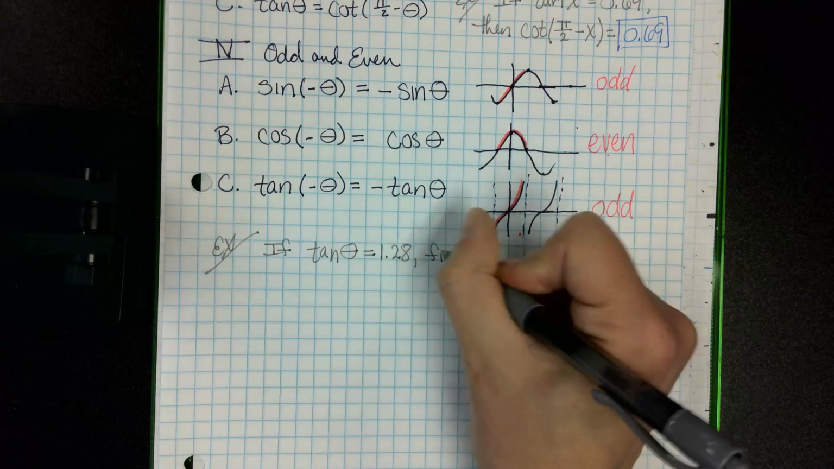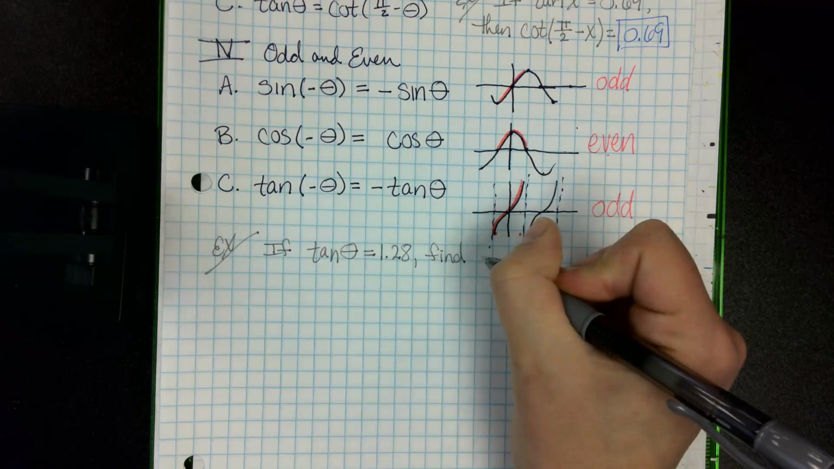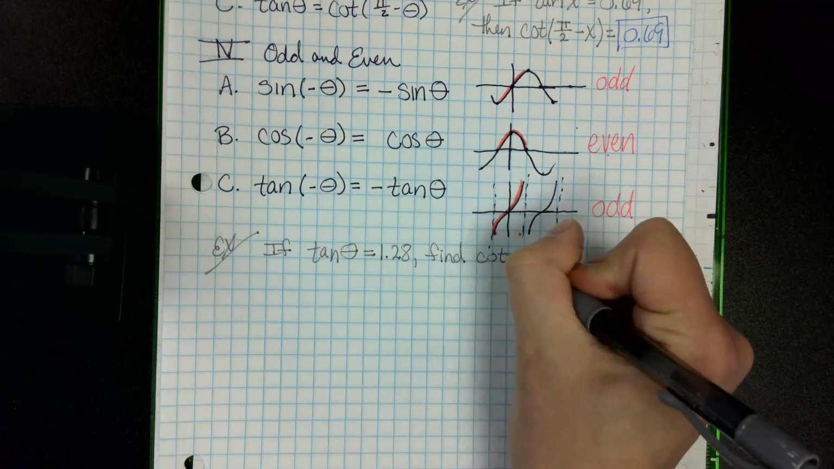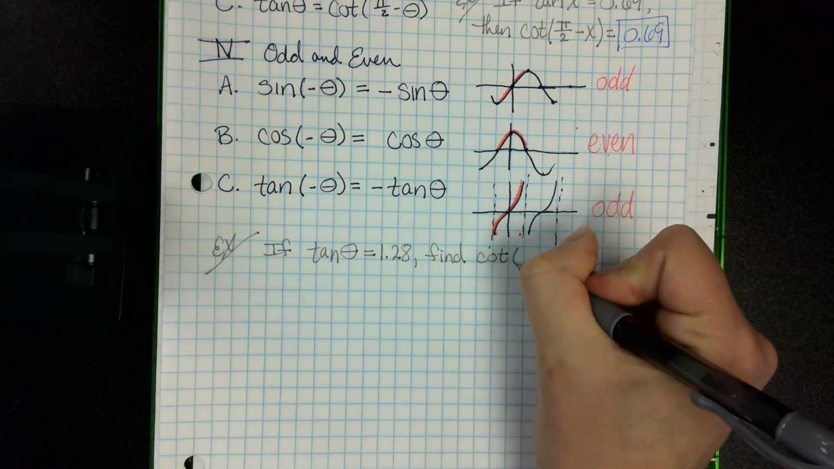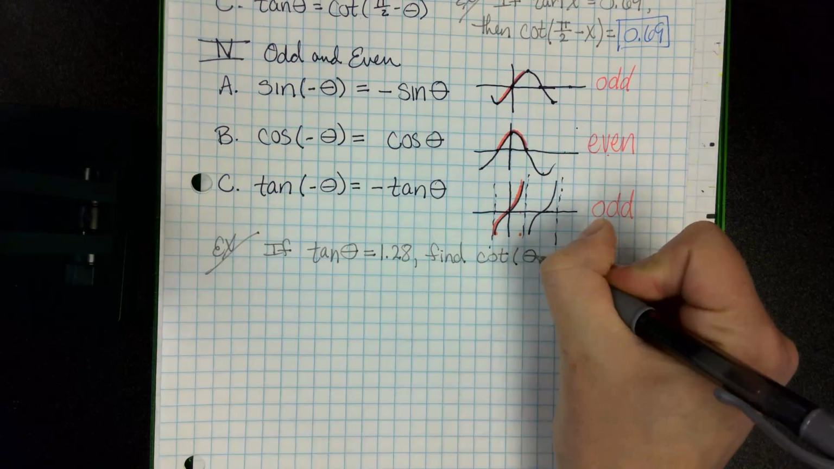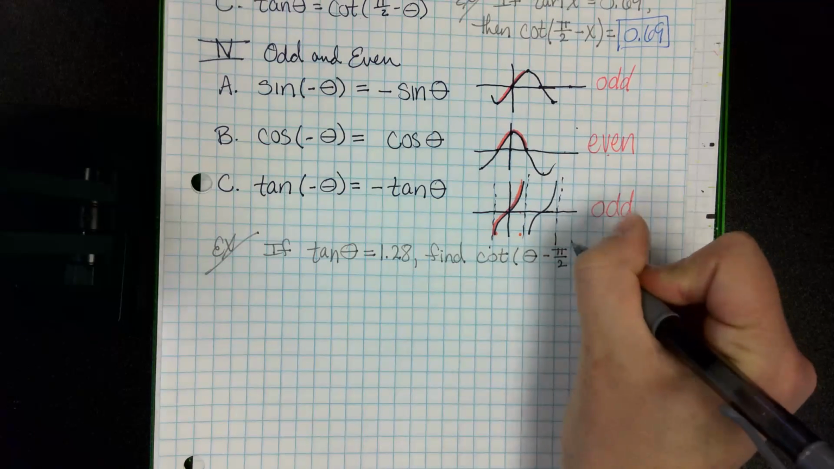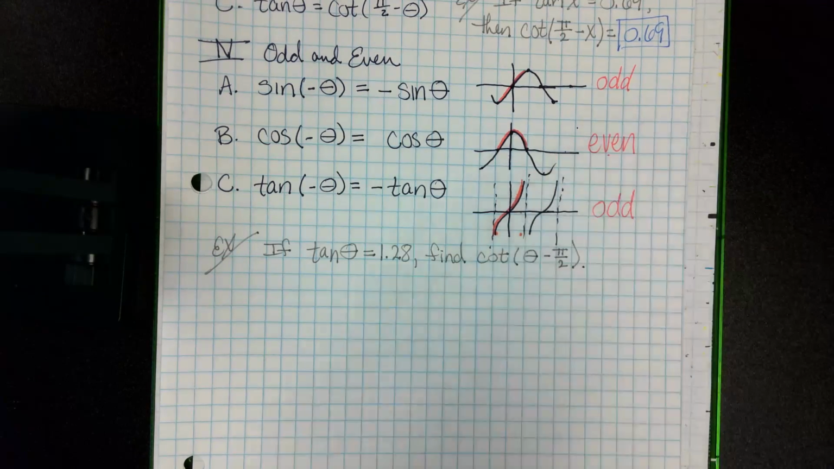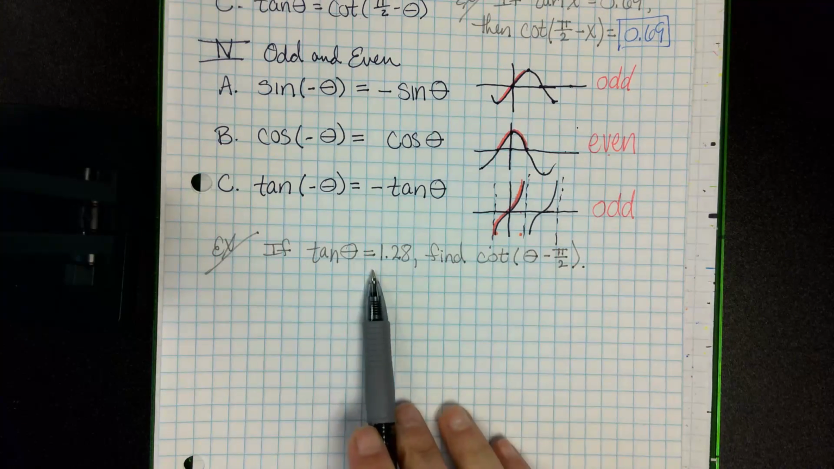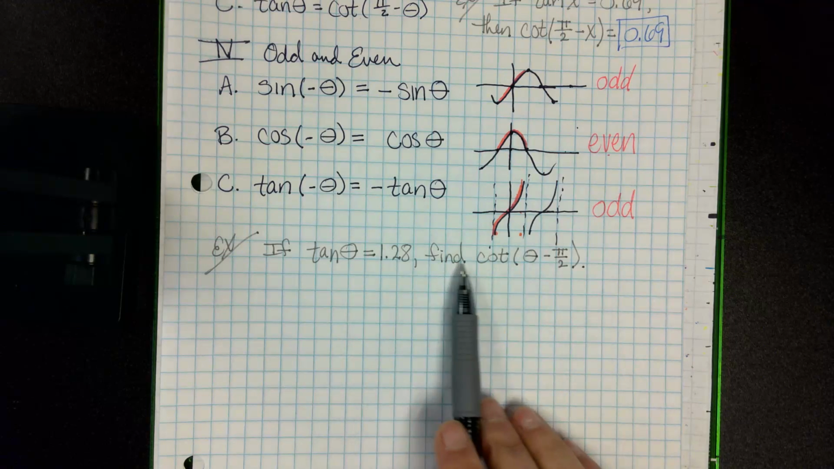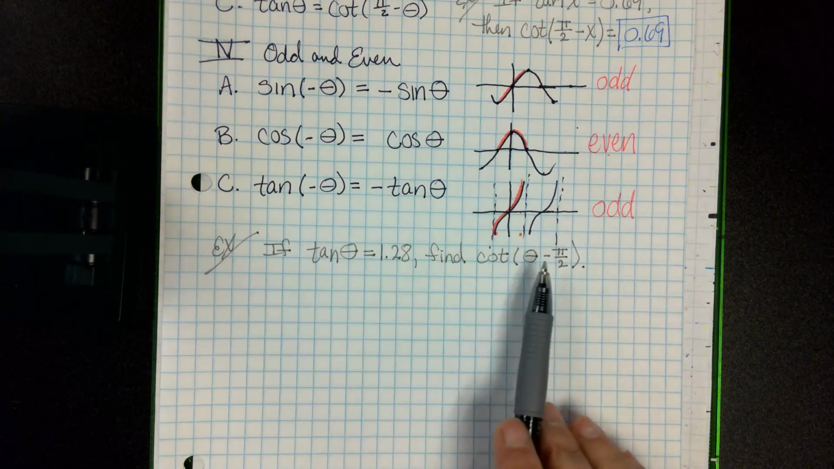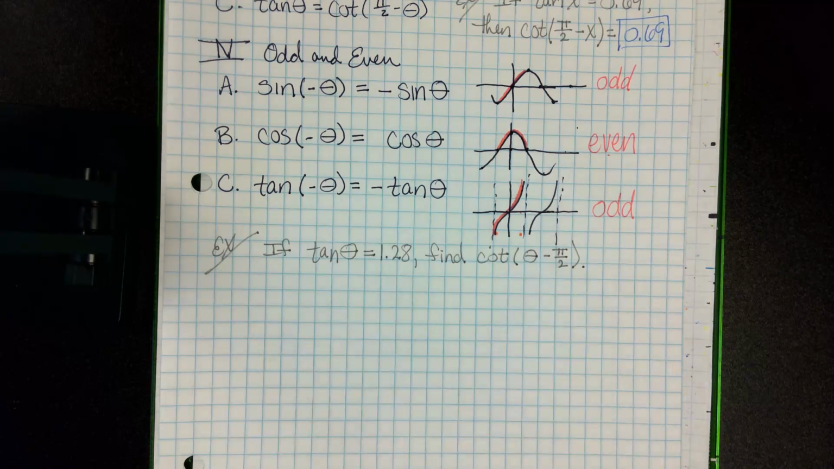Find, all right, so there's the problem. If tangent theta equals 1.28, find cotangent of theta minus pi over 2. All right.